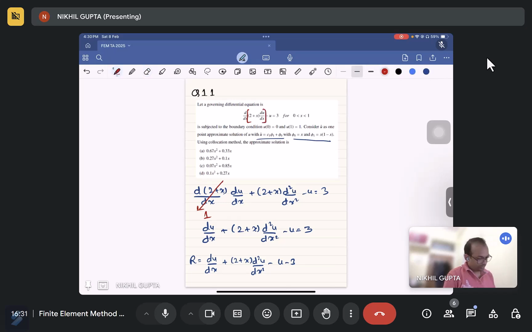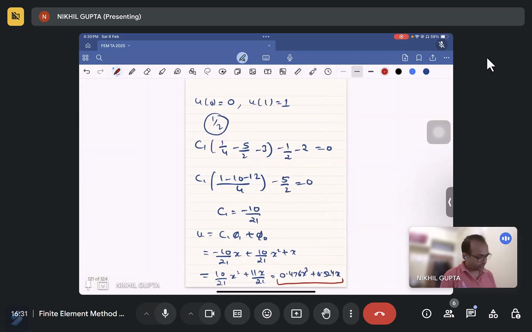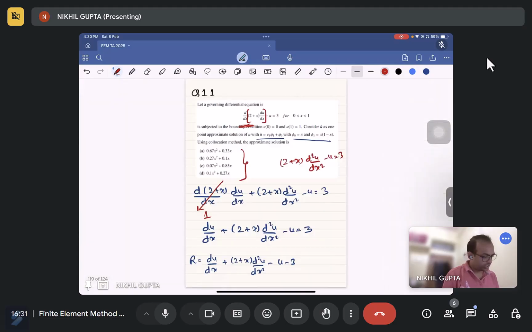So you will not get any of the results in the options. This suggests that the equation here should be (2 plus x) d2u by dx square minus cu equals 3, and you will get a solution with this. So I just want to show you that this way also we can solve it if this is the equation. But the options will not be matching because options are prepared assuming this.